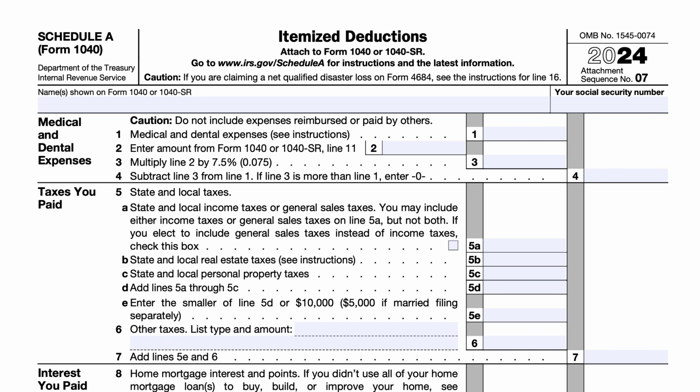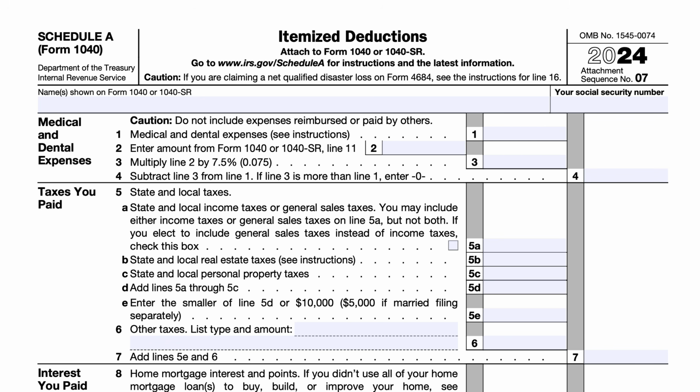We'll be going over Schedule A of your Form 1040. This covers itemized deductions that you may use to reduce your taxable income on your federal income tax return. So most taxpayers should be aware that the federal government allows you to take either a standard deduction or itemized deductions based on certain expenses that you incurred during the tax year.